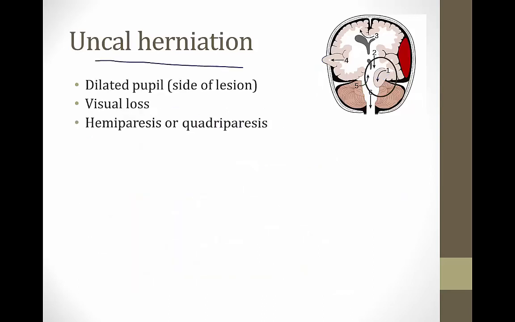So if you want to recognize this, especially in a board question, look for a dilated pupil. That will always be on the side of the lesion. Look for a visual loss in the patient and hemiparesis or quadriparesis. All these things suggest uncal herniation.